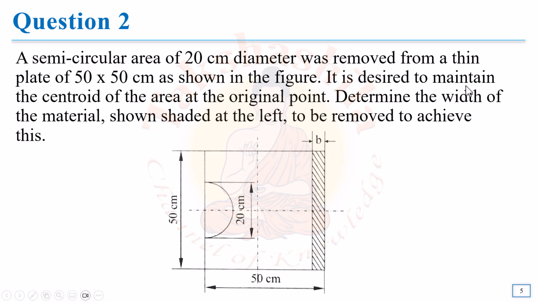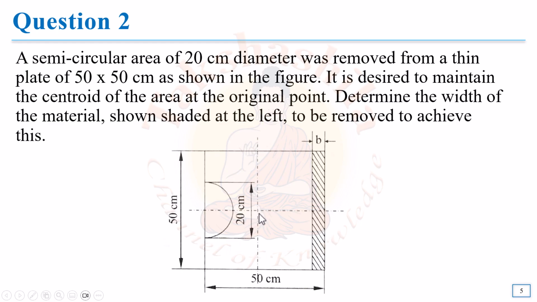Okay, now let's see what we have in the question. It is desired to maintain the centroid of area at the original point. So initially when you were having this 50 by 50 plate, the centroid was exactly at the center, that is at a distance of 50 by 2 from the left side and 50 by 2 from the bottom side, so that we will reach this particular point. The coordinate of this point will be 50 by 2 and 50 by 2, that is 25 comma 25. So initially we were having x bar equal to 25 and y bar equal to 25, and when we cut the semicircular area, the centroid should shift to the right, but they want the centroid to remain in the very same point.